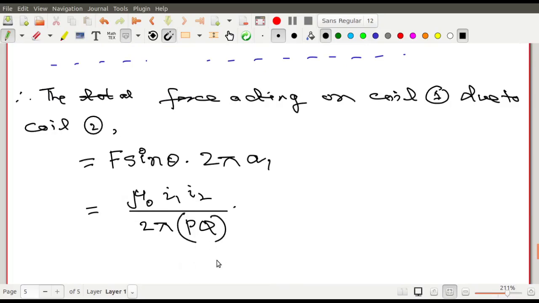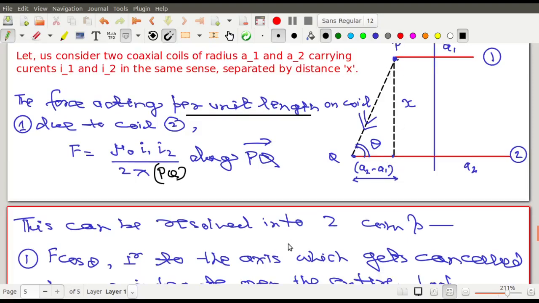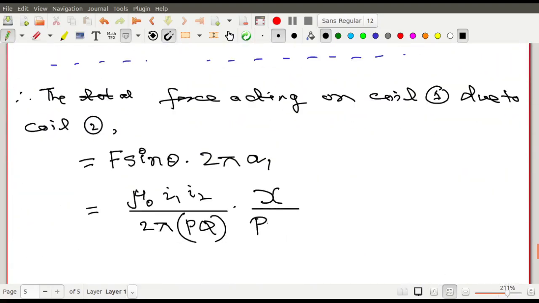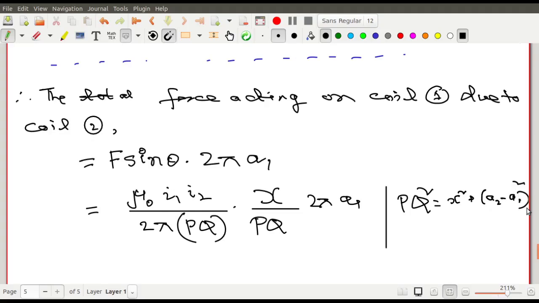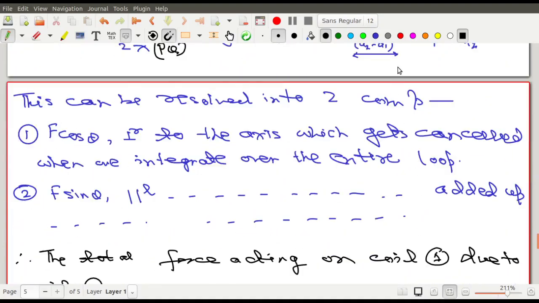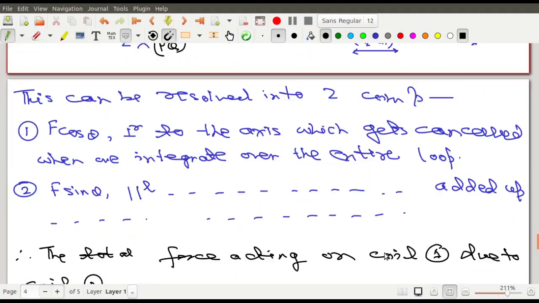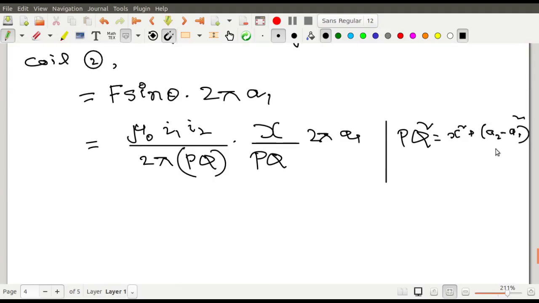What is sin theta? From the diagram, what is the value of sin theta? Perpendicular by hypotenuse, that means x by pq. Again you write x by pq and it is 2 pi a1. But what is the value of pq square from the diagram? From the diagram, pq square is x square plus a2 minus a1 whole square, right? So I just apply Pythagoras theorem, you see what happened? Got it?